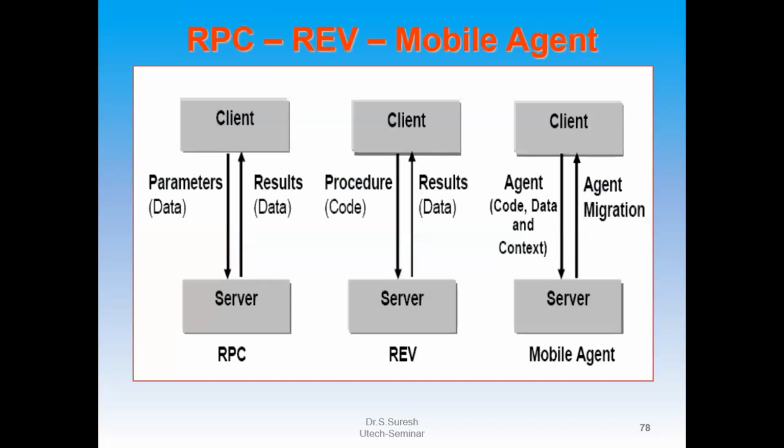So the growth of agents actually goes like this: initially there was RPC, then came remote evaluation, then the agent, wherein it does not behave on client-server. The agents actually move with the code, data, and context of the place where the processing is done. From there, it keeps migrating to different nodes to do the job.